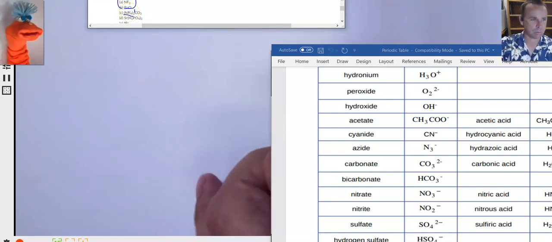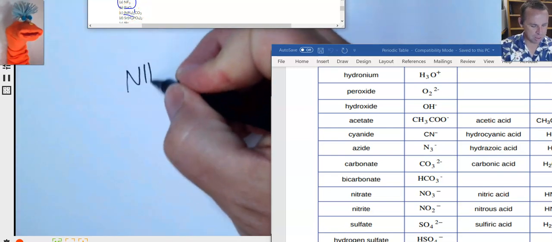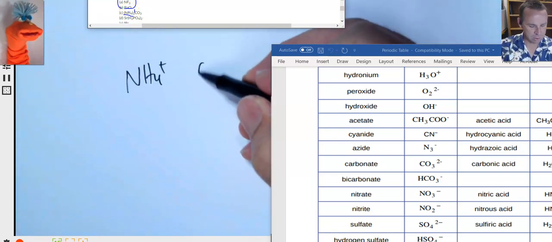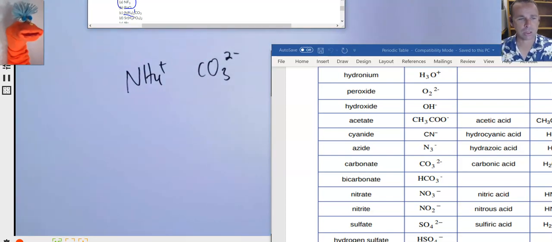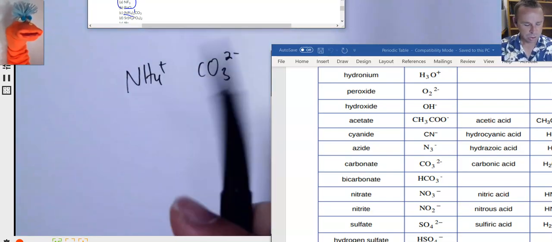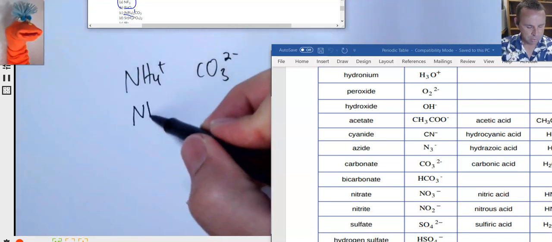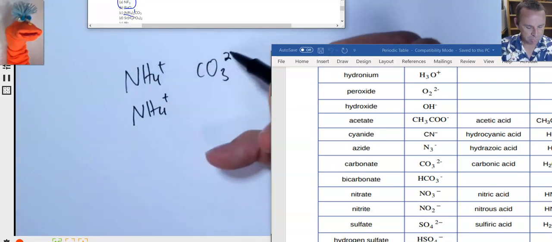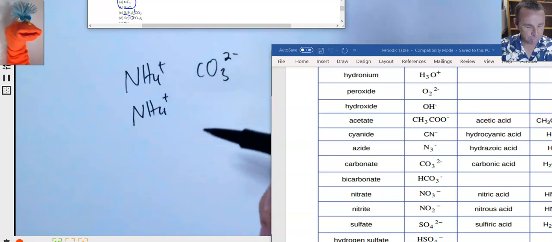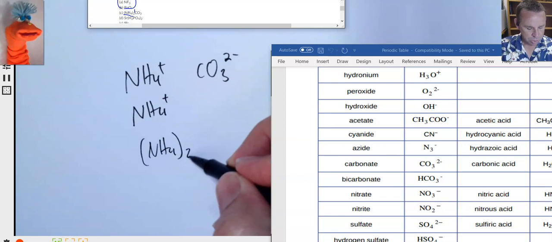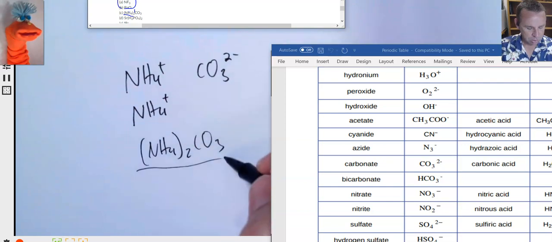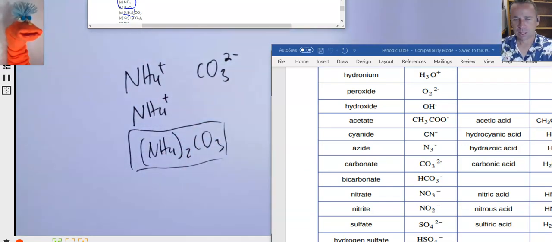And there's 2 ammonium because each ammonium ion, NH4, has only a positive charge, whereas each carbonate ion has a 2- charge. So you need 2 of these because we need to have those charges balanced, and there's 2 negatives, and now we have 2 positives. So (NH4)2CO3, ammonium carbonate, an ionic compound. Okay, how about the next one?